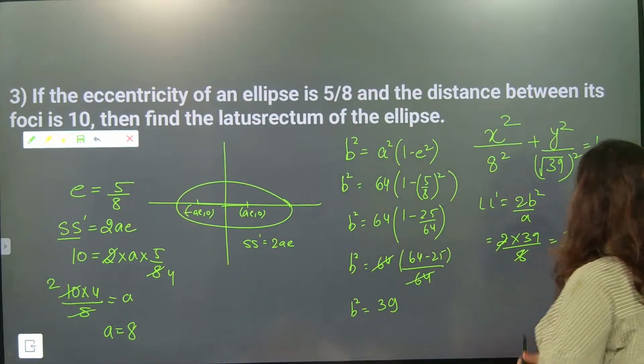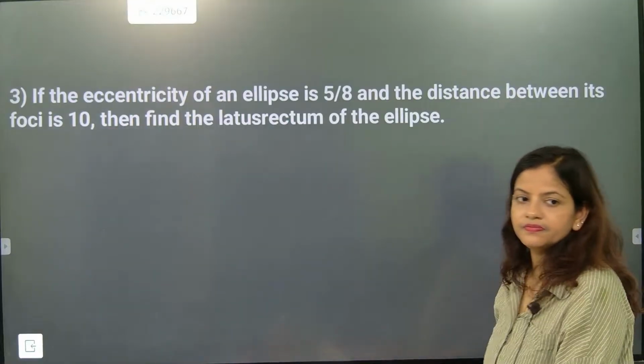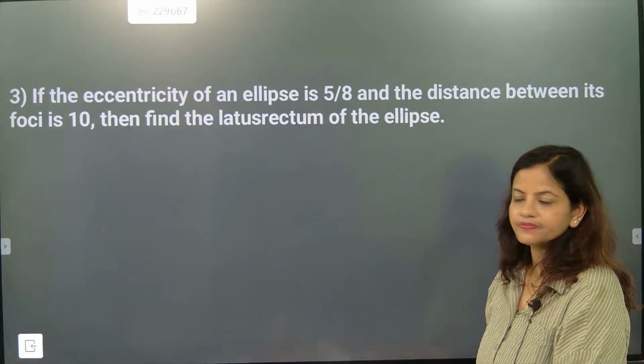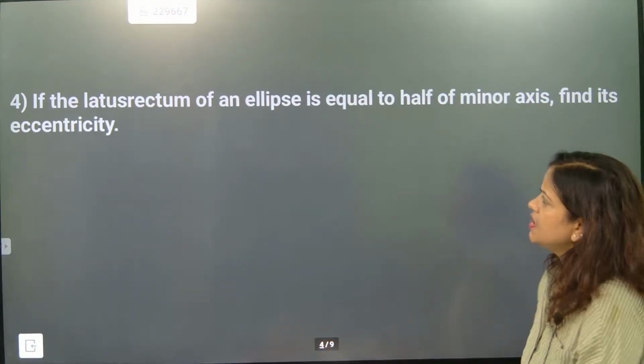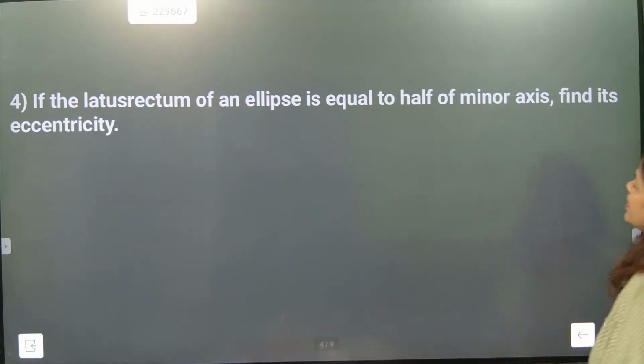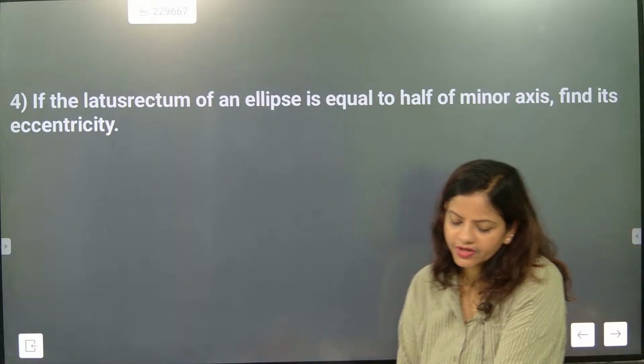So I hope this part is done. We will go for the next question, Lisa. Come on. Written or not? Go for this question. If the latus rectum of an ellipse is equal to half of the minor axis, find its eccentricity. Super question, beta. Try this question.